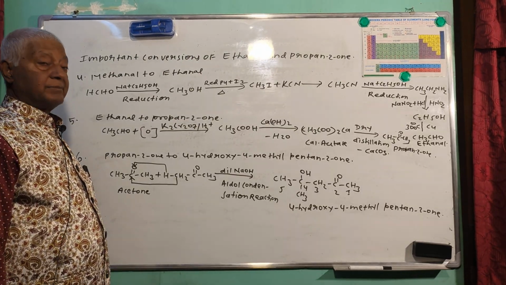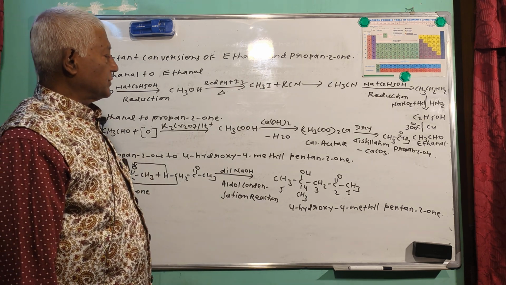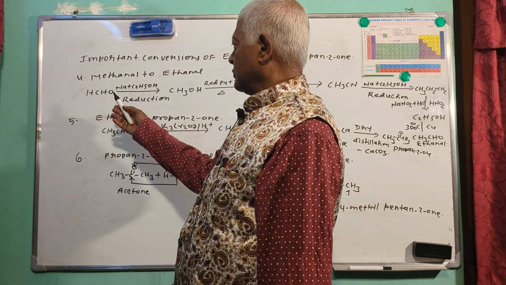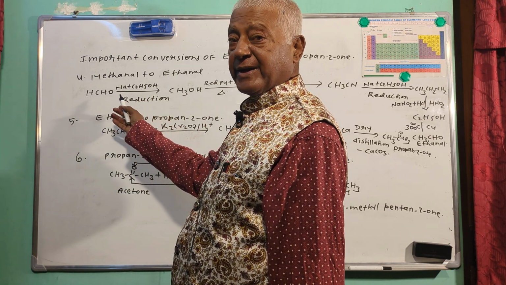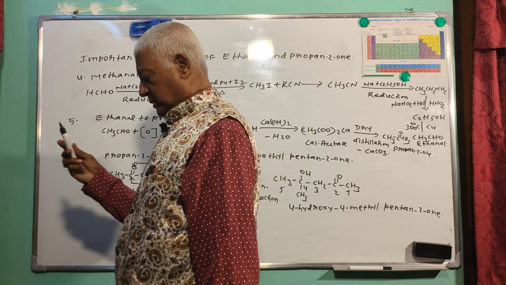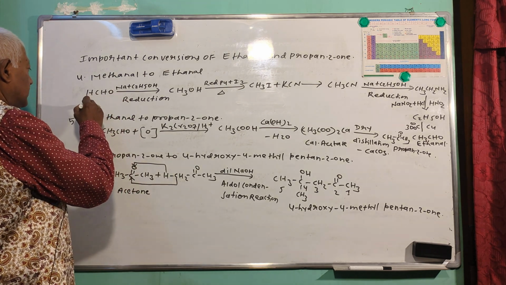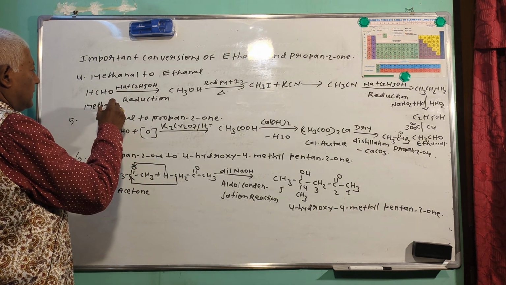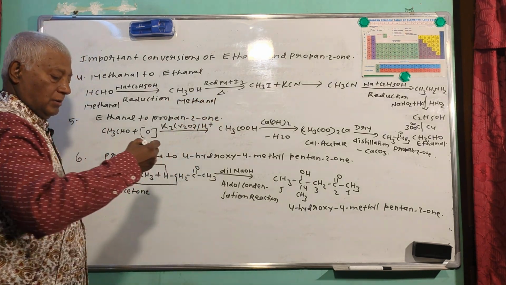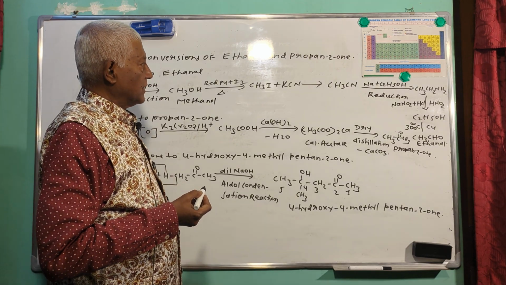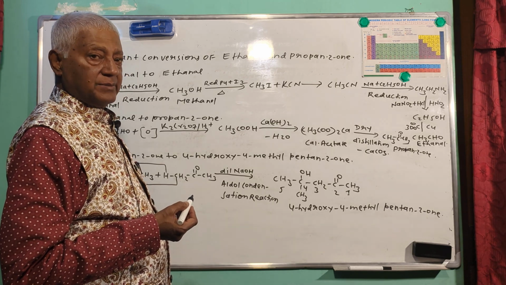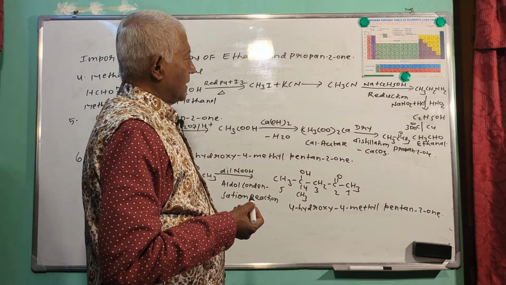The other important conversion is like this. The fourth one is methanal to ethanal, generally asked in examinations. Methanal means HCHO. When this is reduced with sodium and ethyl alcohol, what we get is nascent hydrogen. That nascent hydrogen reduces methanal into methanol, methyl alcohol. Now when this compound is treated with phosphorus plus iodine, what you get is iodomethane. Now this iodomethane is treated with potassium cyanide.